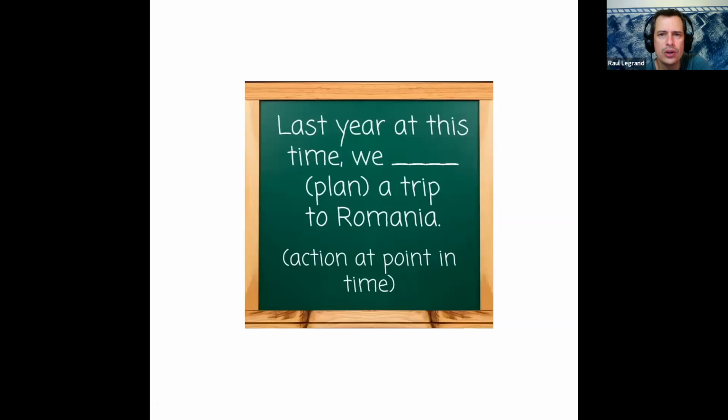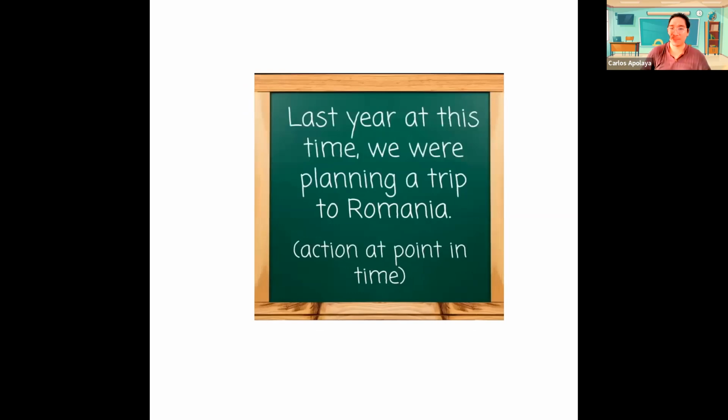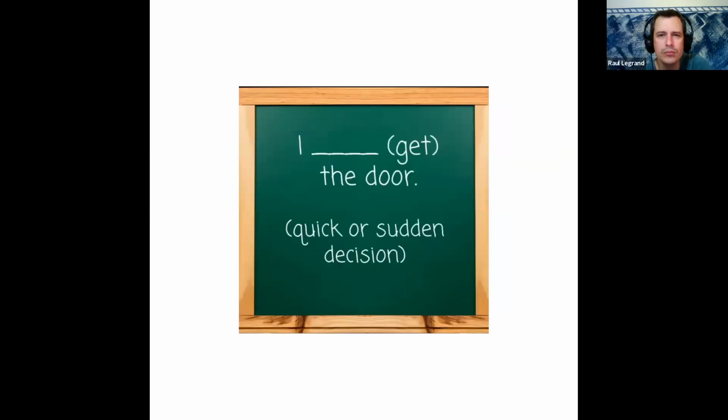Next. Last year at this time, we planned a trip to Romania. But it says action at a point in time. It says last year at this time. So, for example, yesterday at this time, I was teaching Gabriella. So remember, when you want to talk about an action that was happening at a specific time in the past, we were planning the trip. Progressive. Cuando queremos hablar de una acción que estaba ocurriendo en un momento específico, pasado progresivo. Okay. Next.